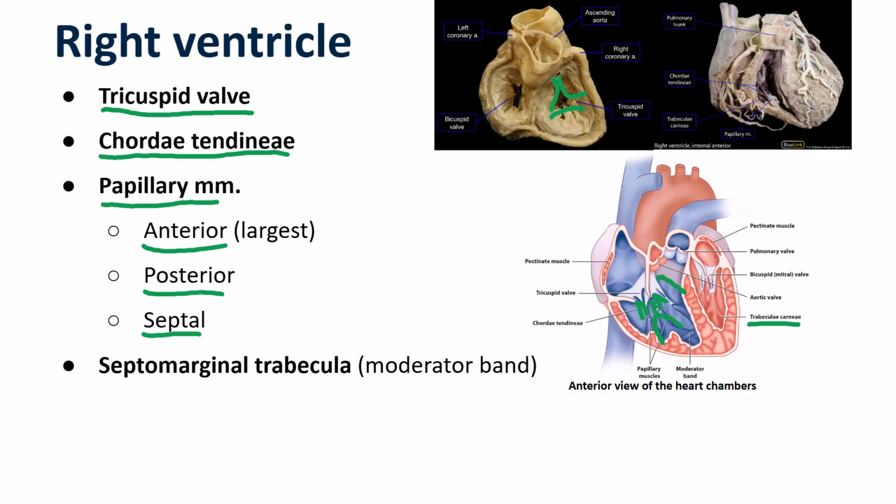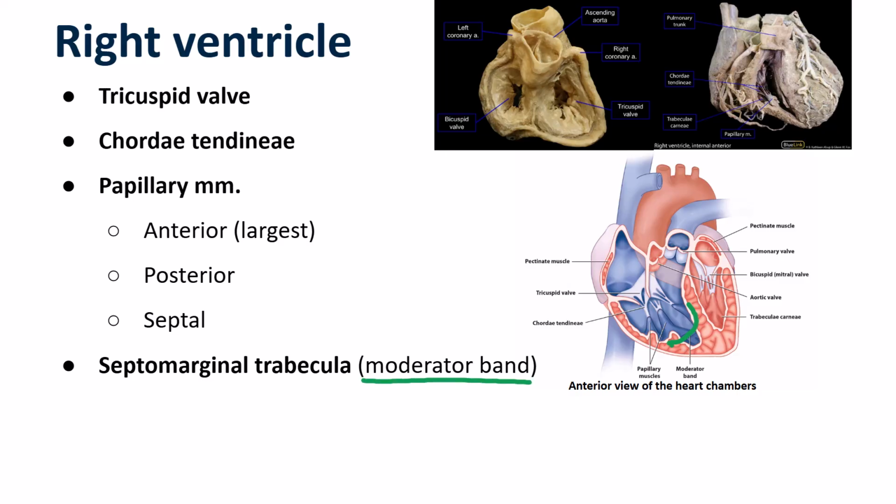A particularly specialized trabecula carnea is something called the septomarginal trabecula. So the septomarginal trabecula is a specialized bit of myocardium that runs from the interventricular septum to the base of the anterior papillary muscle. And this was first described by Da Vinci, and it was thought to provide structural strength to this, but we now know that it is a shortcut for the right bundle branch of the conductive system. Sometimes this septomarginal trabecula is called the moderator band.